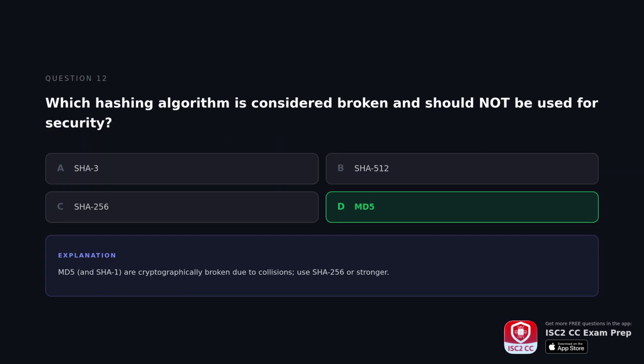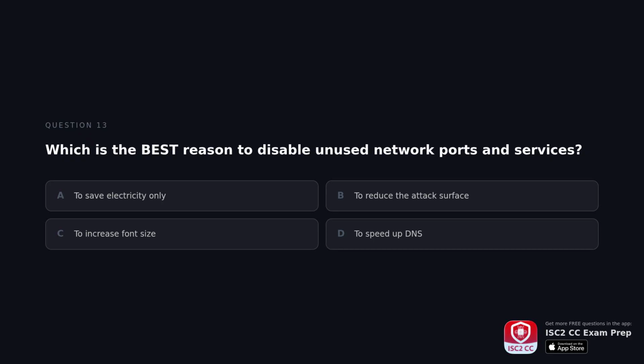The correct answer is MD5. MD5 and SHA-1 are cryptographically broken due to collisions. Use SHA-256 or stronger. Which is the best reason to disable unused network ports and services?